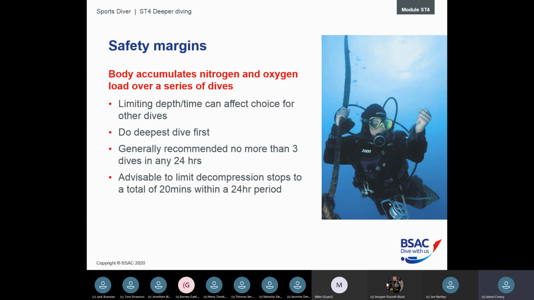And it's advisable to limit your decompression stops to a total of 20 minutes within a 24-hour period. So you don't do lots of deco diving with lots of stops. So you just make sure you don't spend any more than 20 minutes decoing.